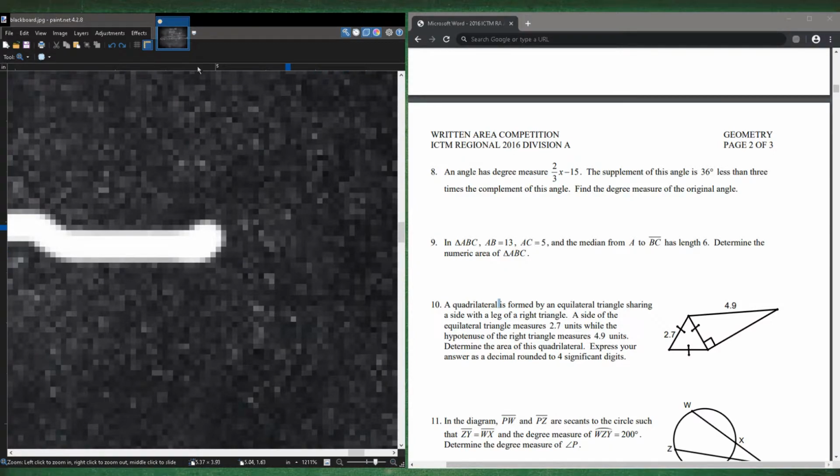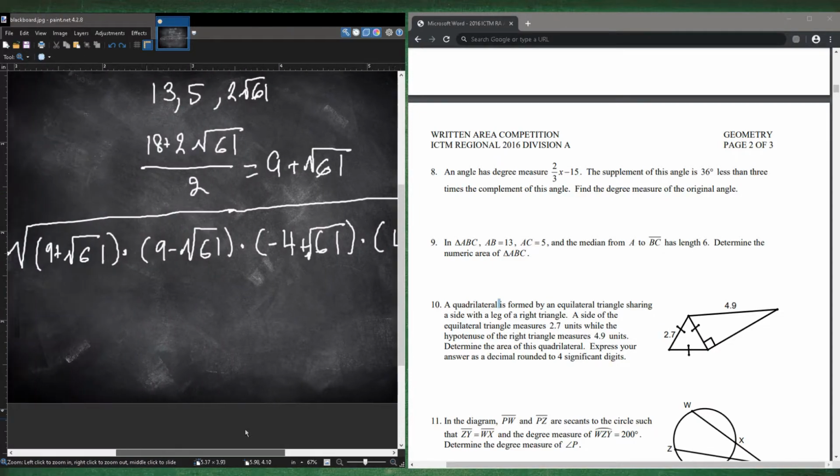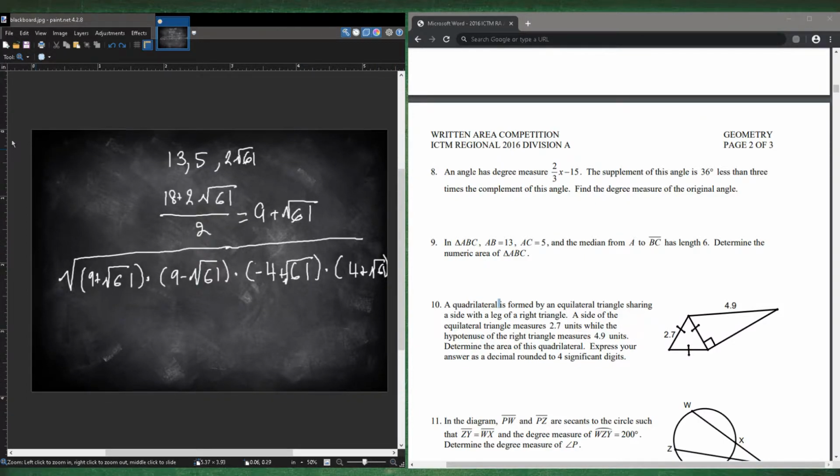Oops. Oh, sorry. Zoom out. Sorry about that. Okay.